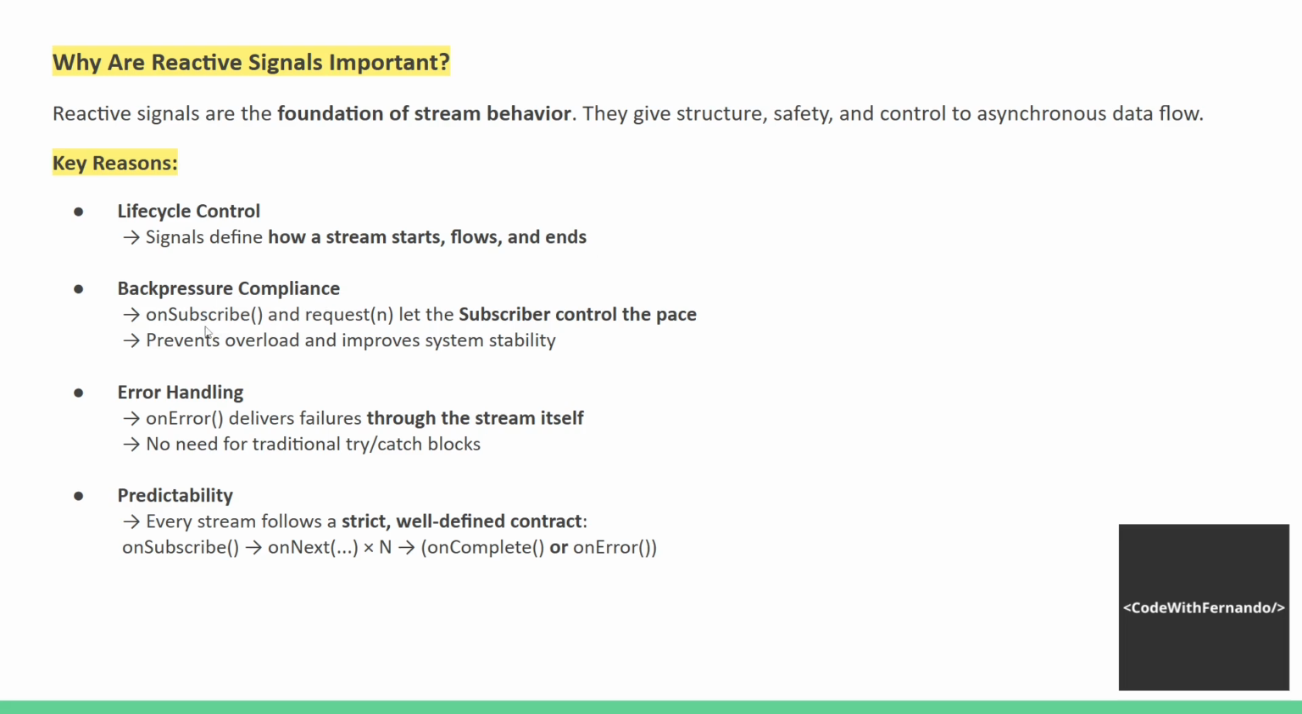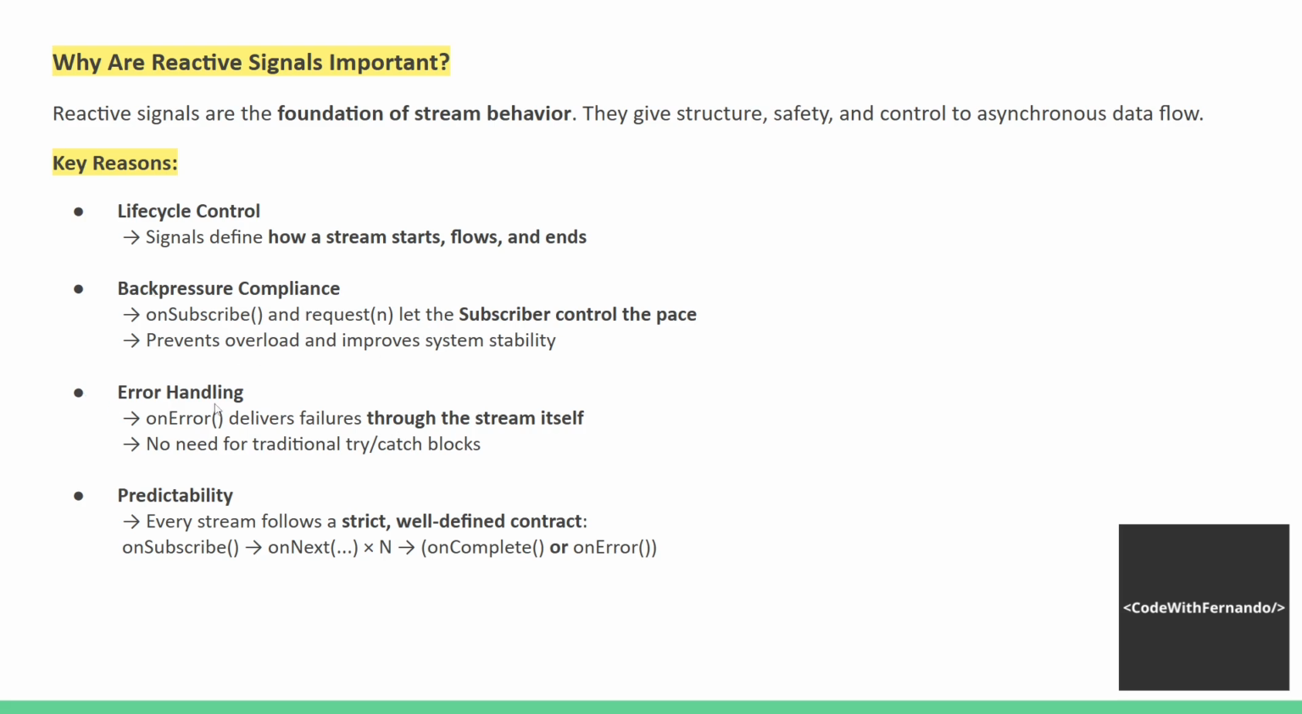Backpressure compliance: subscribe and request. Let the subscriber control the pace. This is really important. Let the subscriber control the pace, to prevent overload and improve system stability. We have already seen this before. We know what backpressure is.